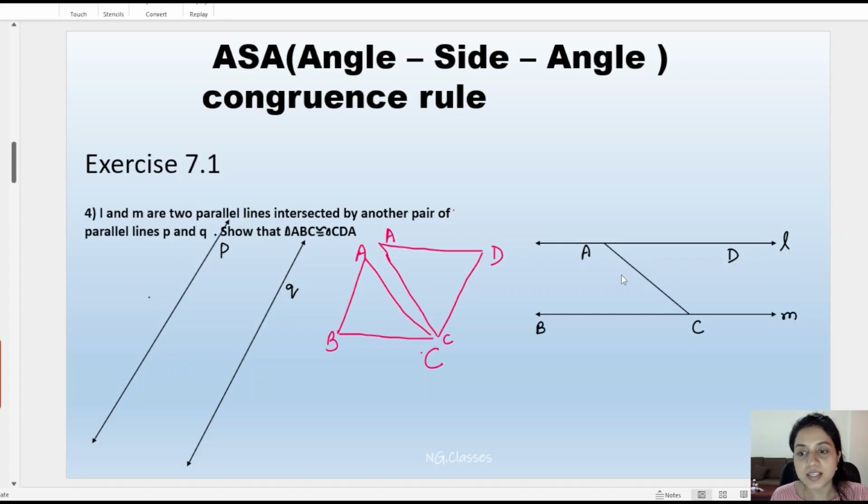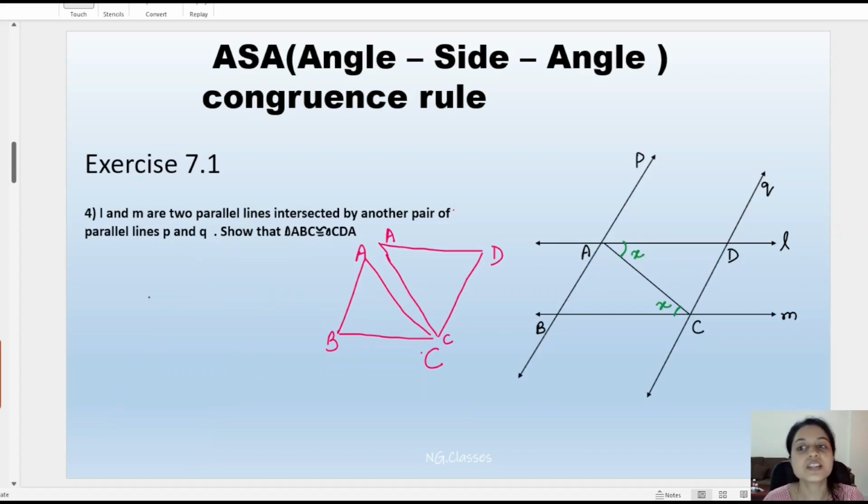So here we can see if L is parallel to M, then AC works as a transversal line, right? And from here we can say that this angle must be equal to this angle, as both are alternate interior angles. If this is X, another one will also be X.